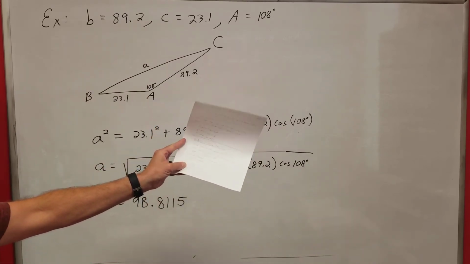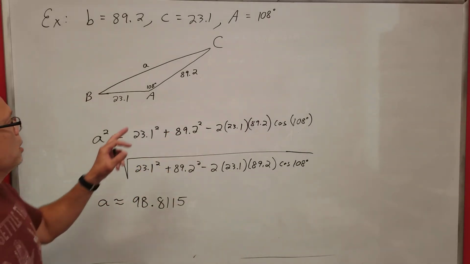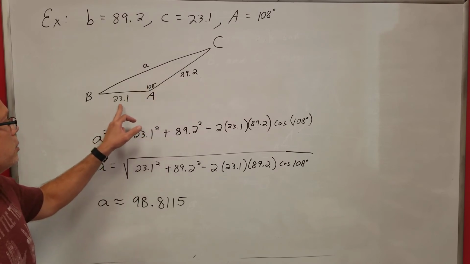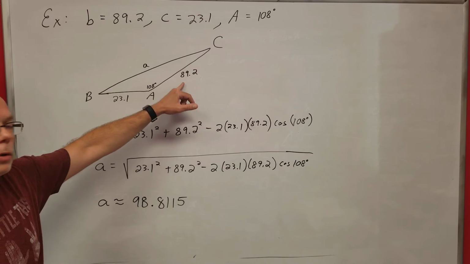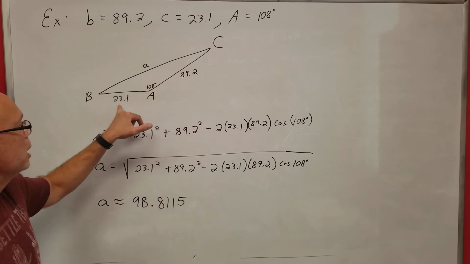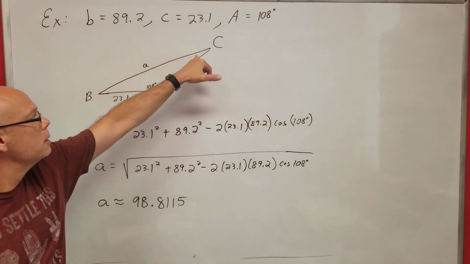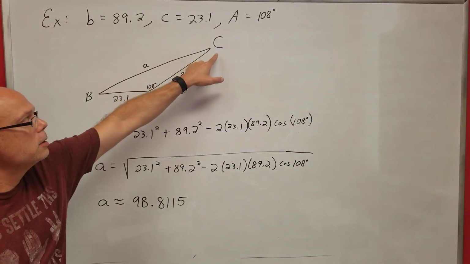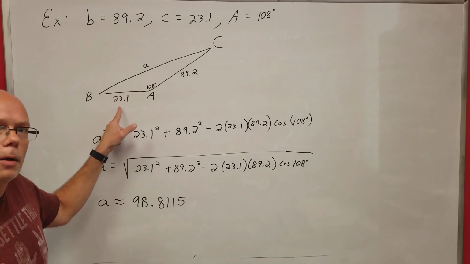Use the law of sines to find a measured angle opposite the shorter side. What's my shorter side here? 23.1 or 89.2? Well, this side's shorter, right? So we're going to find angle C next. So how did I choose C? Because it's opposite the shorter side. Now, why do we do it in that order?